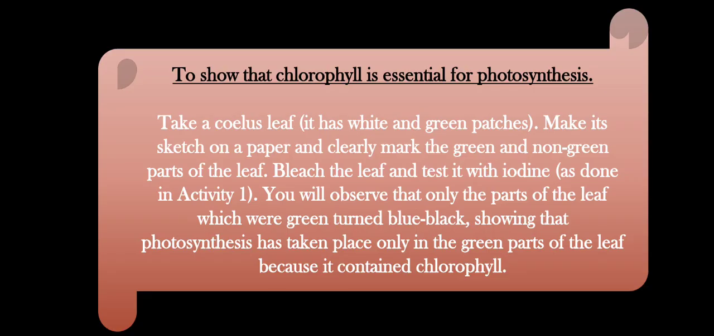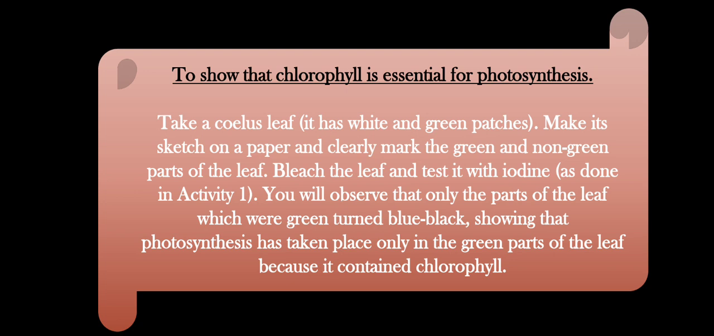To show that the chlorophyll is essential for photosynthesis, take a variegated leaf, it has white and green patches. Make a sketch on a paper and clearly mark the green and non-green parts of the leaf. And you can easily find which part is green, which part is non-green. Now bleach the leaf and test it with iodine. Again, first boiling in water and then in alcohol.